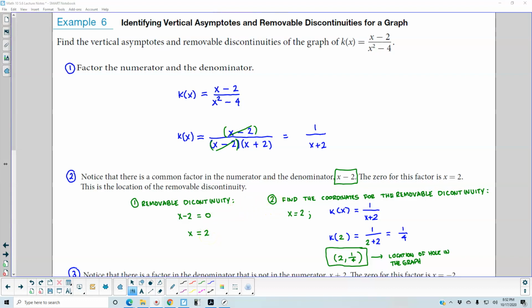Step number 2, now we need to find the coordinates for the removable discontinuity. So since we know that the x coordinate is going to be 2, we've got to plug it into the function 1 over x plus 2 to find out what the y value is of that coordinate. So we're going to plug in 2, and we get 1 over 2 plus 2, which is 1/4 or 0.25. And therefore, (2, 1/4) is the location of the hole or the removable discontinuity on the graph.